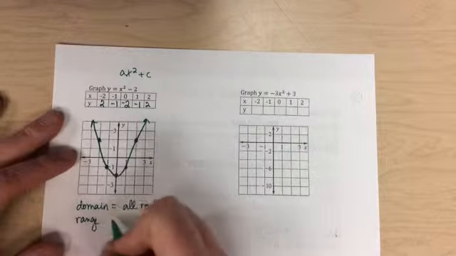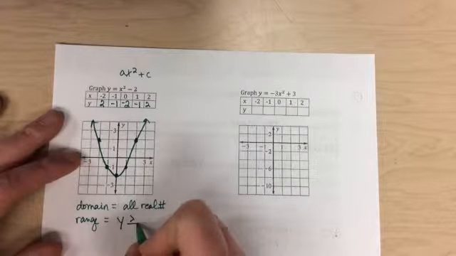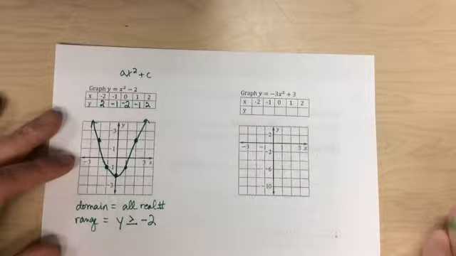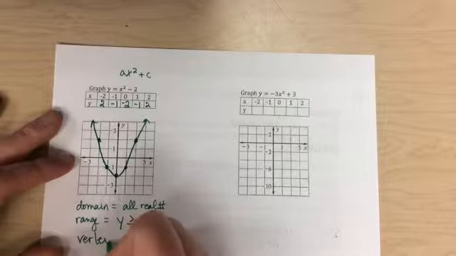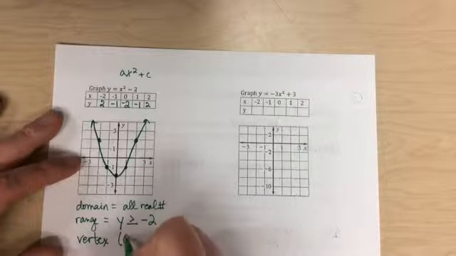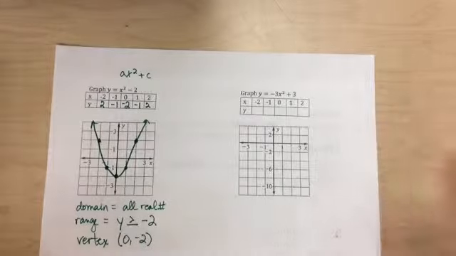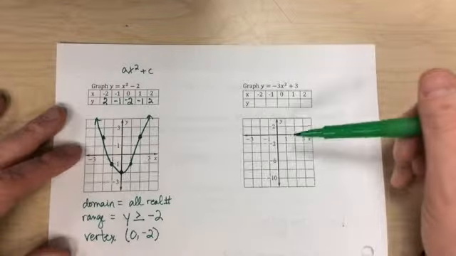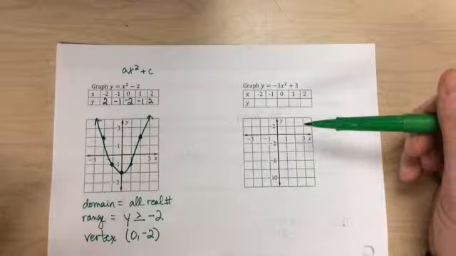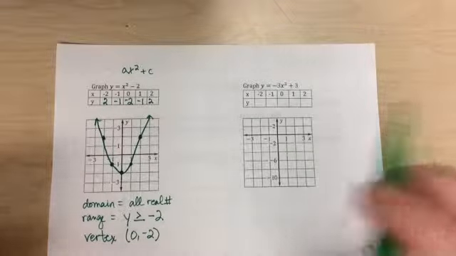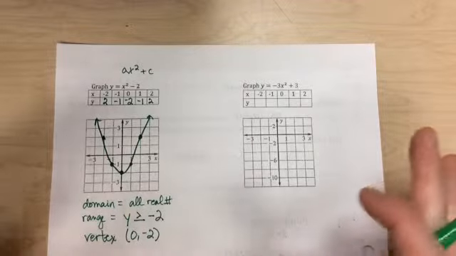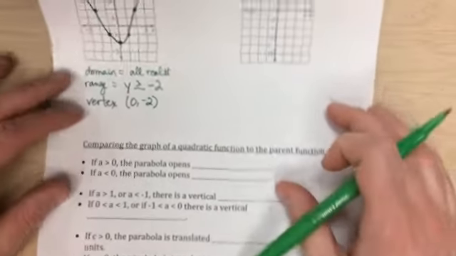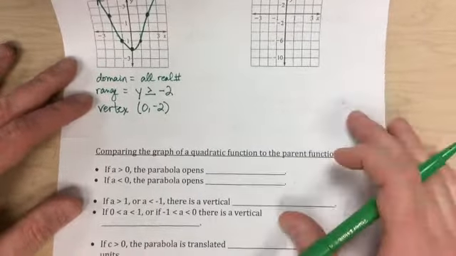And my range is y is greater than or equal to negative 2, because that's where my vertex is. And my vertex is 0, comma negative 2. That was just free. And you're going to graph this second one on your own as a part of your practice problems. There's one other thing we're going to look at, and we're going to look at comparing the graphs that we do to our parent function. Okay?